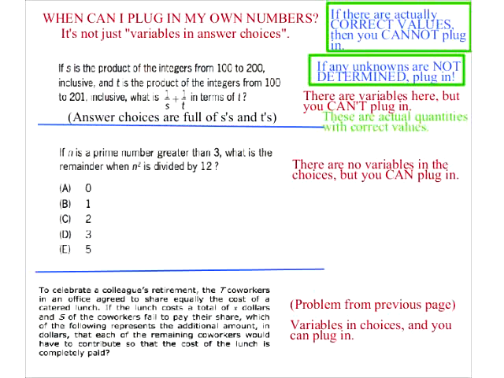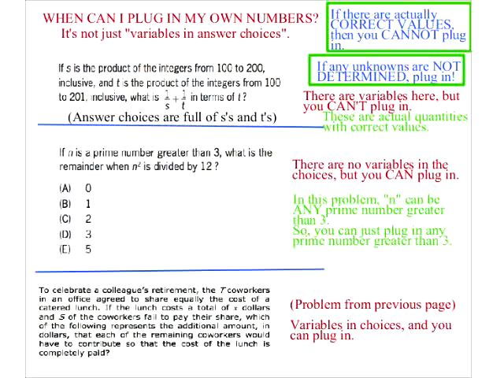On the other hand, in this problem, there's no variables in the choices. But in this problem, n can be any prime number greater than 3. So you can just plug in any prime number greater than 3. And then here, again, in the problem here, S and T can be any values that make sense. You can't solve for them.